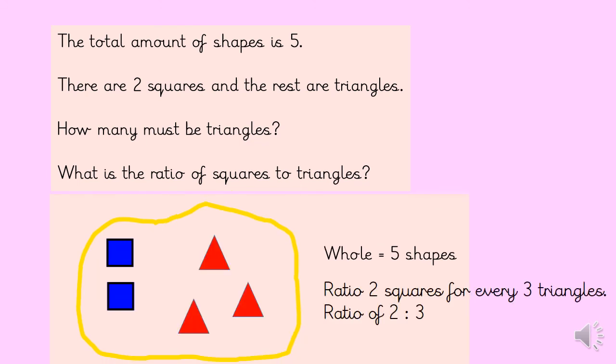So if we know that the total number of shapes is 5 and there are 2 squares, then there must be 3 triangles. That means that there are 2 squares for every 3 triangles, so the ratio of squares to triangles is 2 to 3.